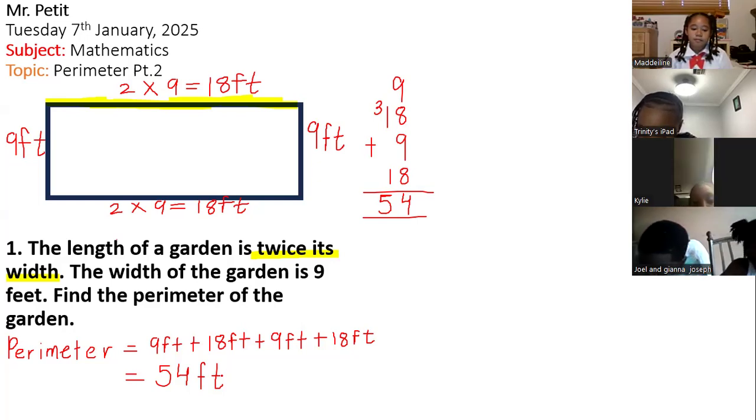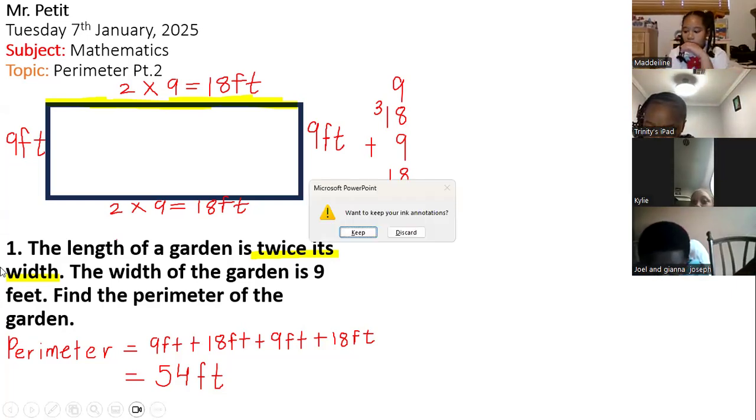Why do we add them? Because we're trying to find what? The length of a garden. Yeah, we're trying to find the perimeter, right? And so that's why we add them. Yes, sir. Okay, good. So let's do another example before we go on to the great exercise.